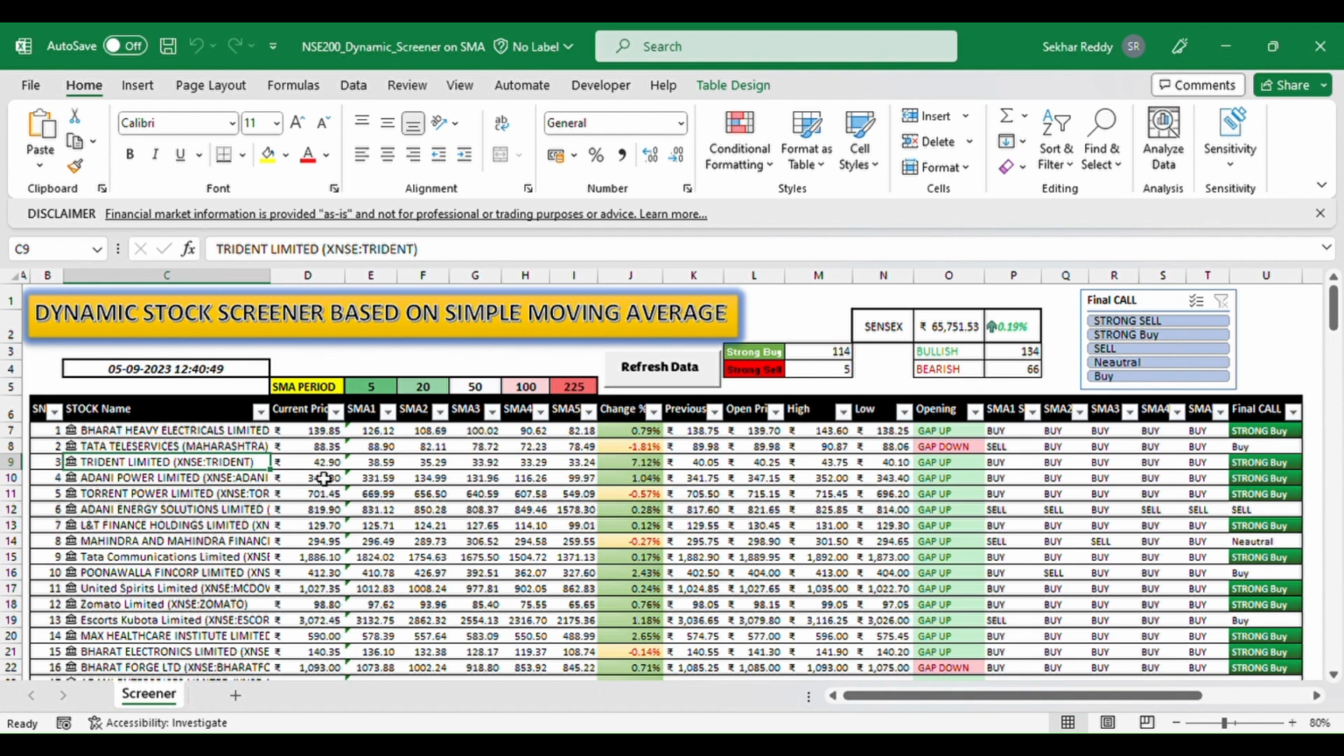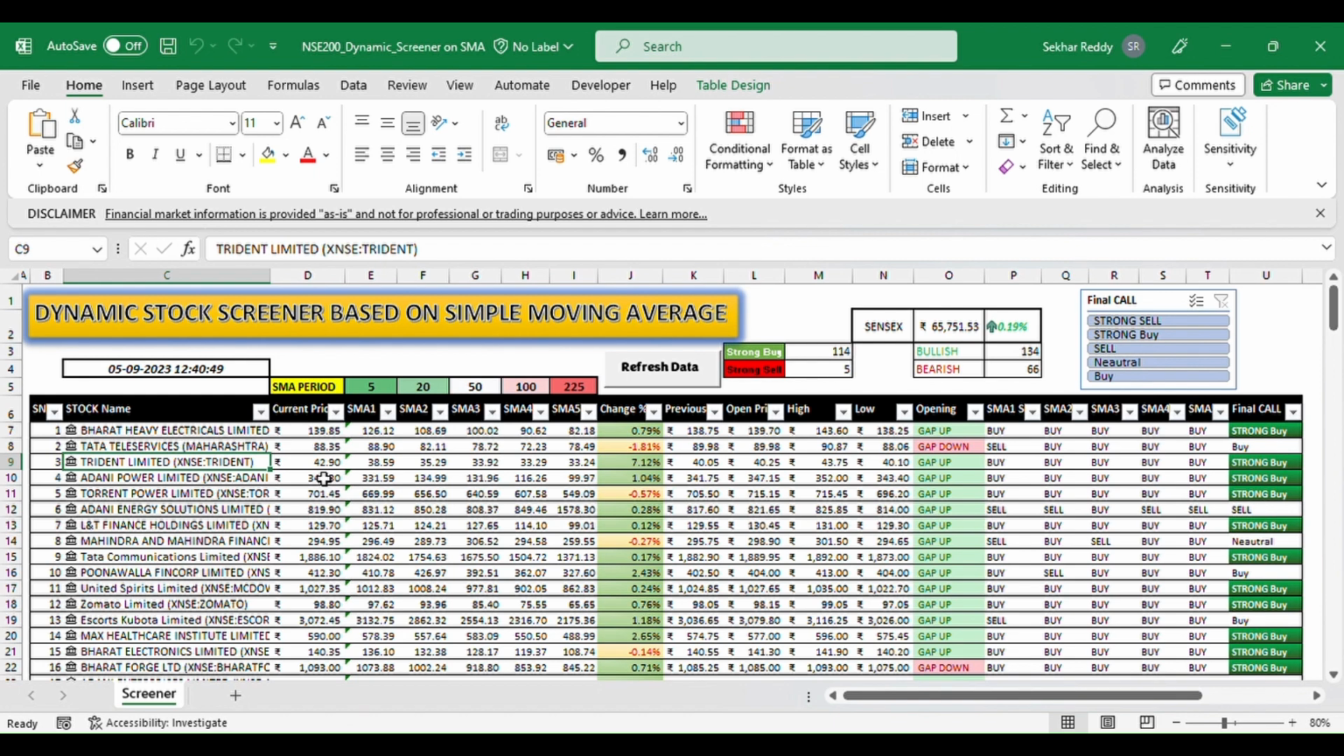Here we can see there are a number of screeners available online. We can have a similar screener available in Excel as well. Primarily we are focusing on a simple moving average, so first of all, let's see what is meant by simple moving average.